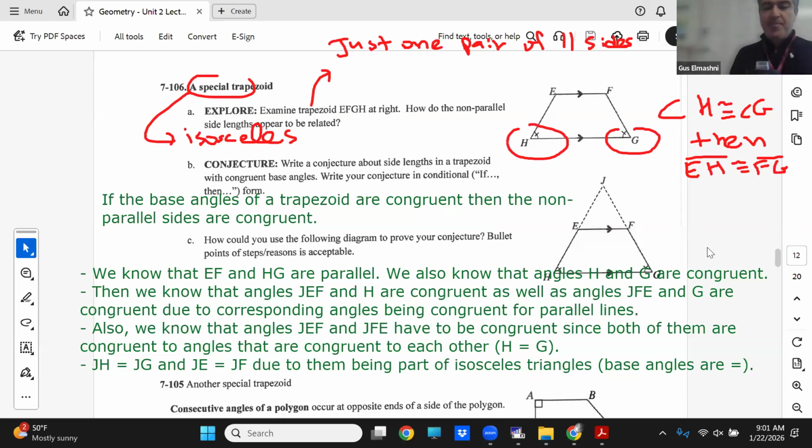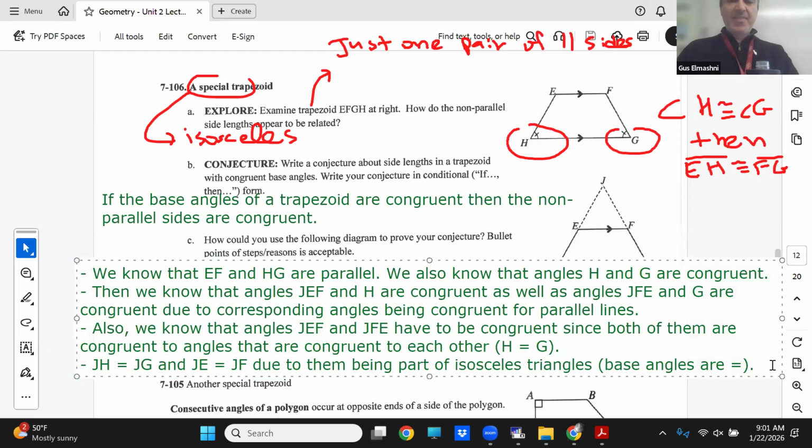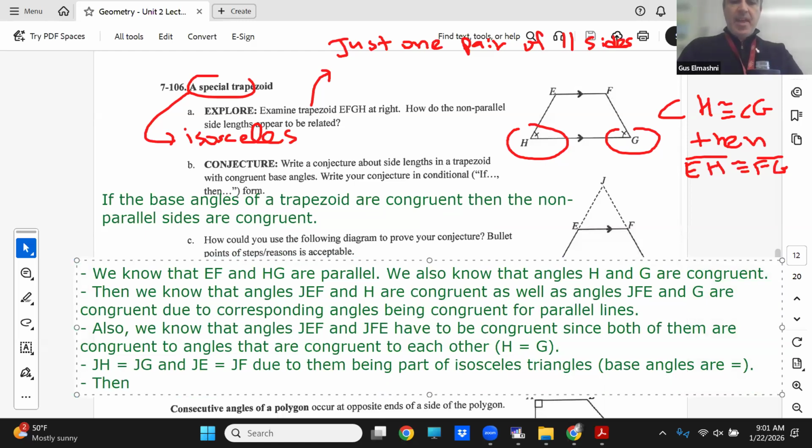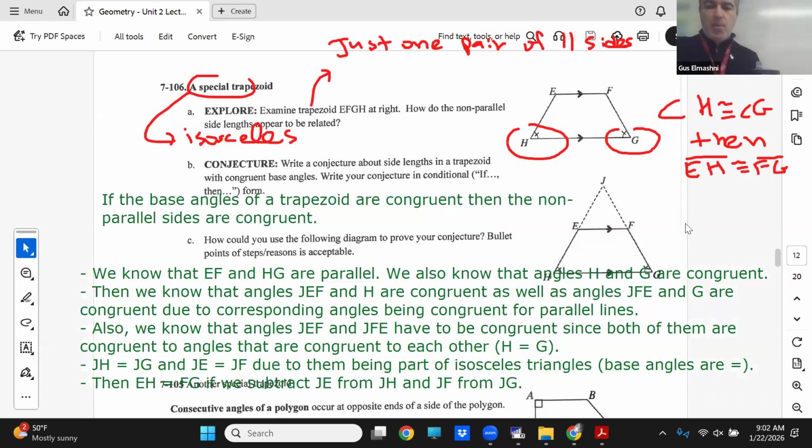So my last statement. It's the last one, I promise. Then EH equals FG if we subtract JE from JH and JF from JG. That's called the subtraction property of equality. Because if you take JF away from JG, you're stuck with FG. If you take JE away from JH, you're stuck with EH. And those have to equal each other as well.